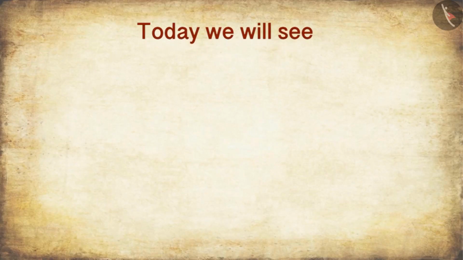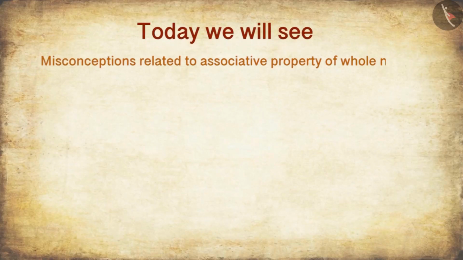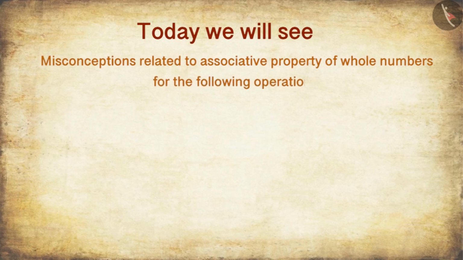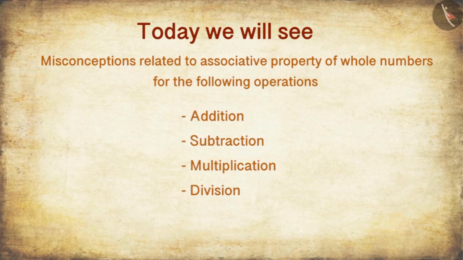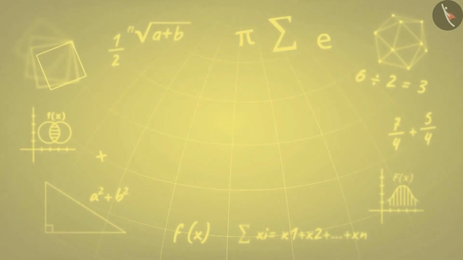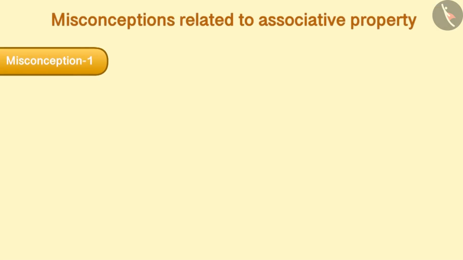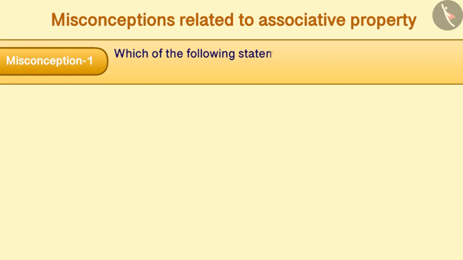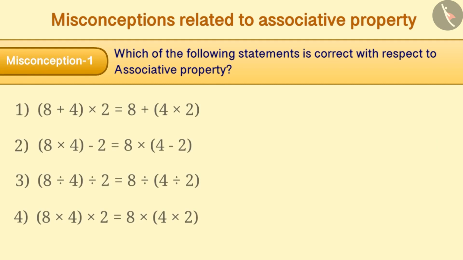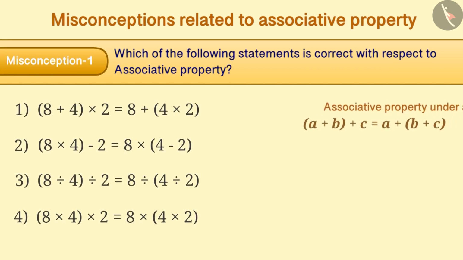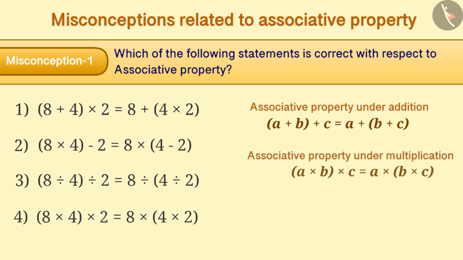Today, we will see misconceptions related to associative property of whole numbers for the following operations. Misconception 1. Which of the following statements is correct with respect to associative property? We already know that whole numbers are associative under addition and multiplication.